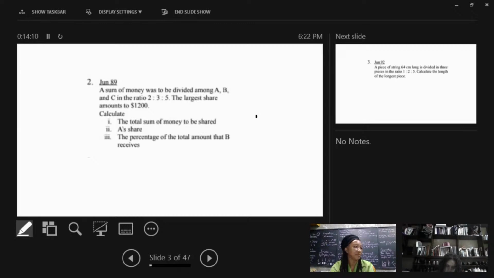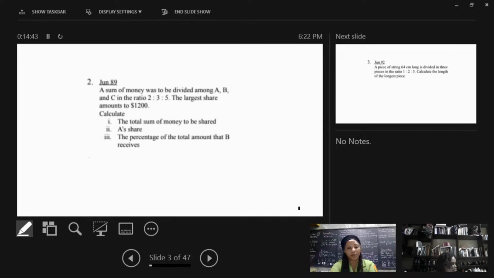Read again. A sum of money was to be divided among A, B, and C in the ratio 2, 3, and 5. The largest share amounts to $1,200. Calculate the total sum of money to be shared, A's share, and the percentage of the total amount that B receives. All right. I remember when we're reading the ratio, we say 2 to 3 to 5. We use the word "to" for the colon.